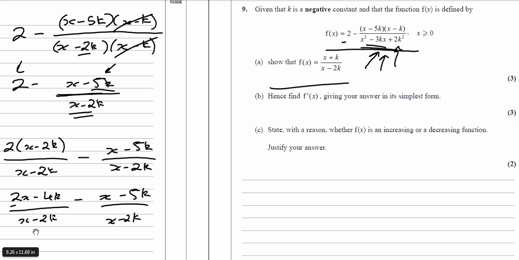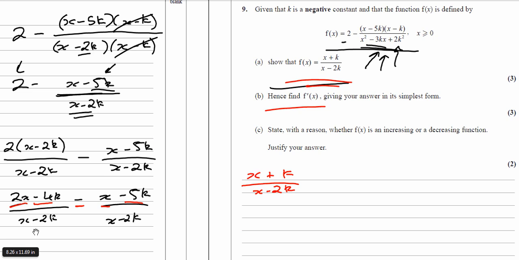Okay, so now if we do 2x minus x, that's going to give us a single x. Minus 4k minus 5k is going to be plus k. And you've still got the x minus 2k on the bottom, and that's what it's asking for here. Hence find f dashed of x, giving your answer in its simplest form.